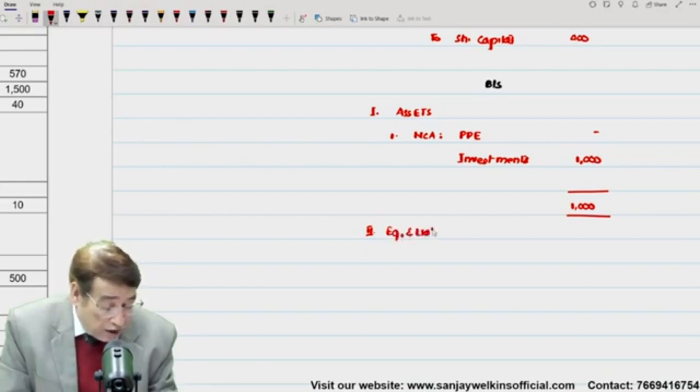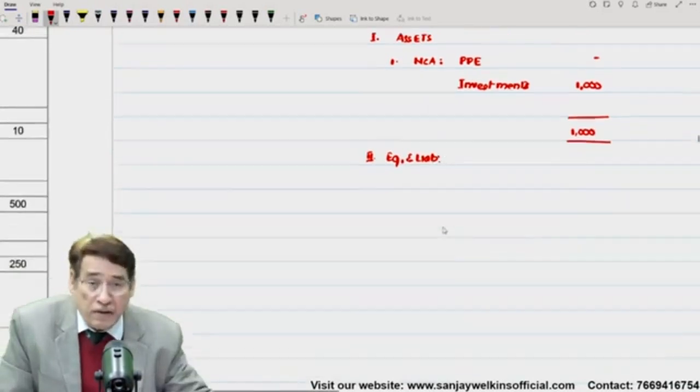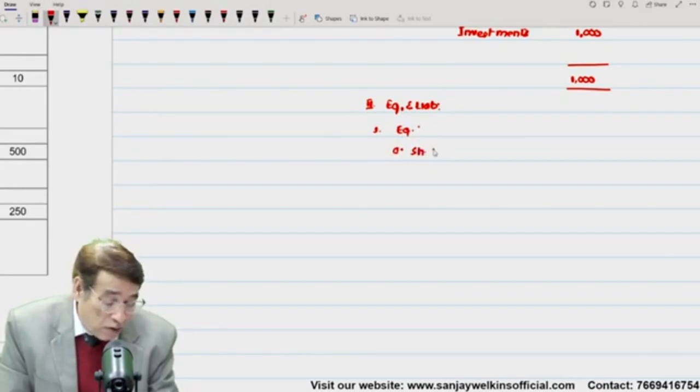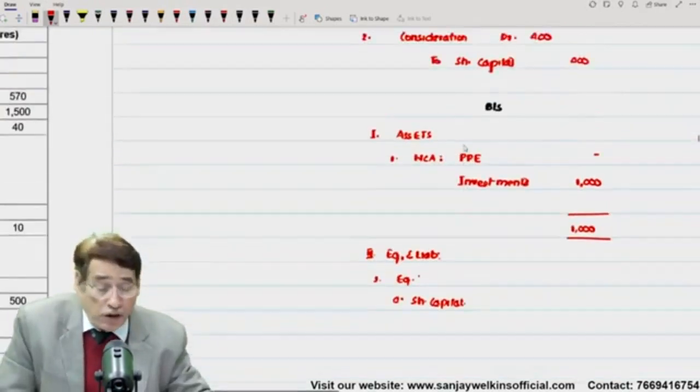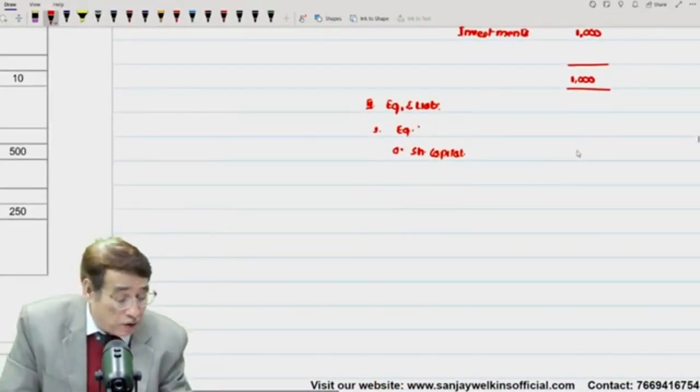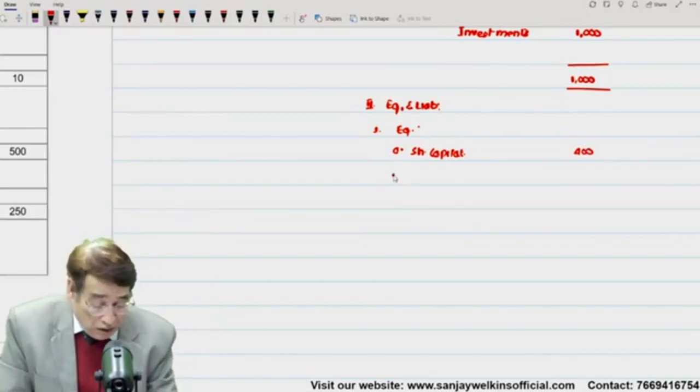Now, equity and liability. As far as equity and liability is concerned, first of all, I am going to write here equity. And under it, I am going to write share capital. Again, I will have to look into the balance sheet. We have been given share capital of 400. So quite obviously, I am going to write here 400. Isn't it? Then we will write here other equity.